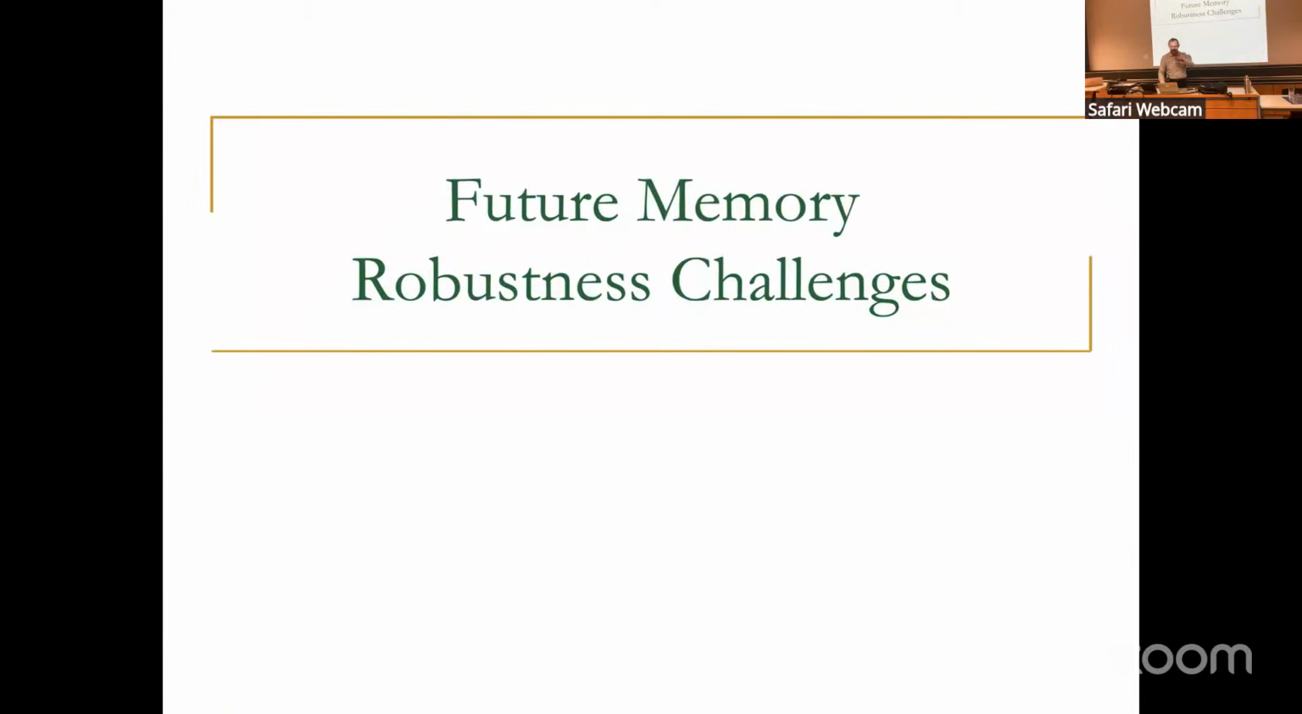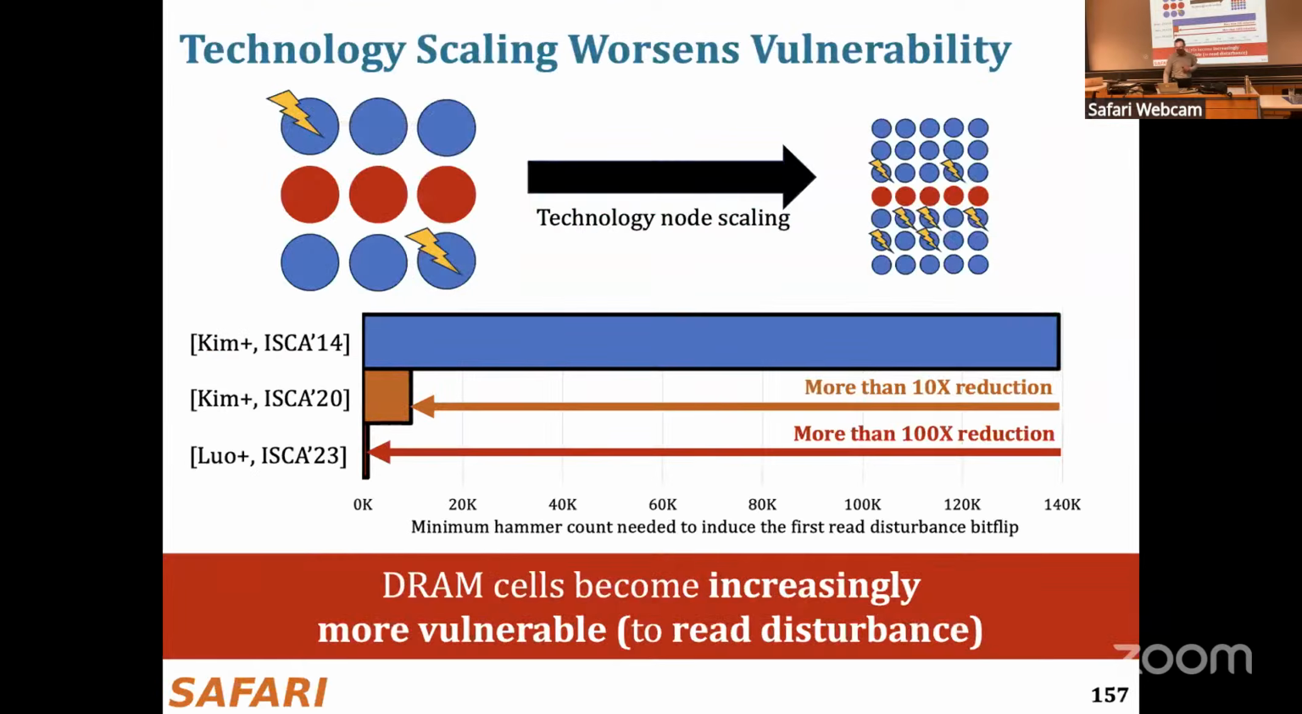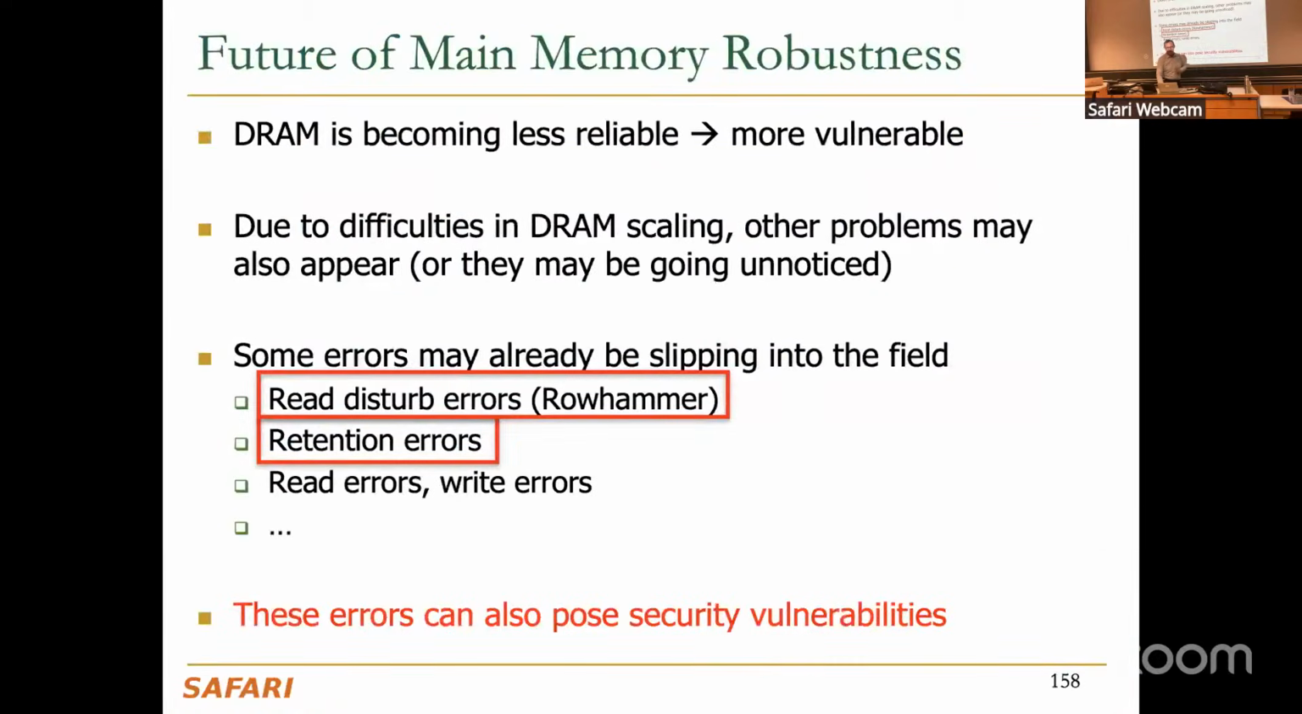Okay, let me talk a little bit more about the future, and then I'll talk about the past and we'll conclude. Basically, cells are going to become increasingly vulnerable to read disturbance and many other effects, perhaps. So it's good to discover them. And essentially, these may already be happening. We don't know what's lurking and slipping into the field, right? RowHammer clearly slipped into the field. Retention errors may have slipped into the field. My guess is yes, they're out there, but they're not as easily inducible as RowHammer. There may be other errors, so it's good to discover these things.